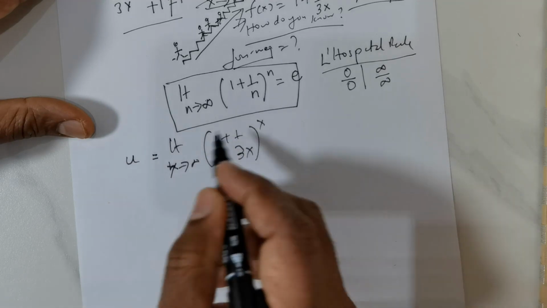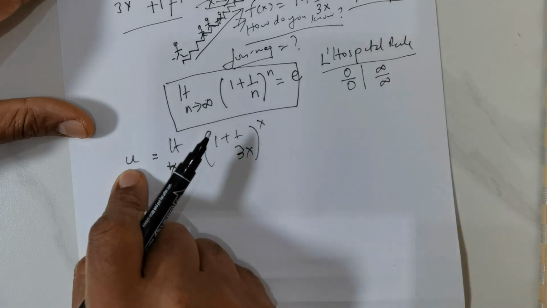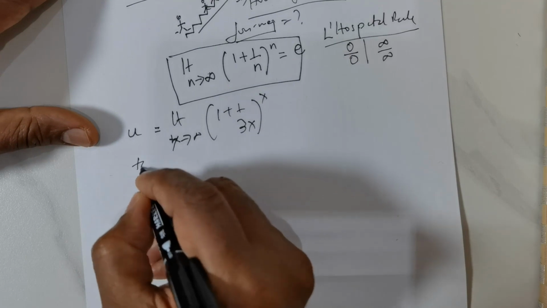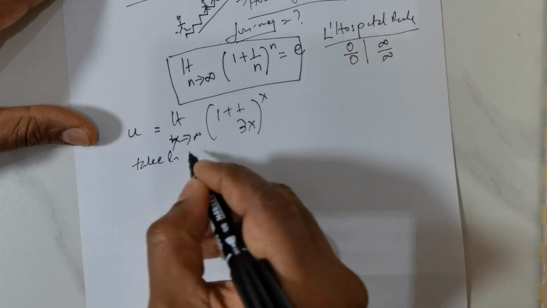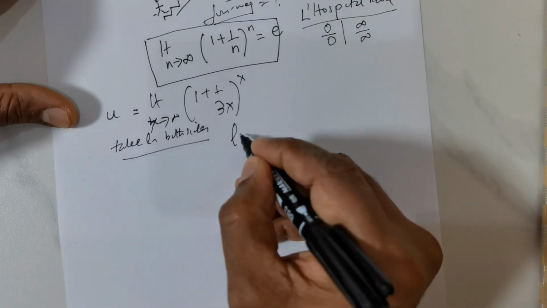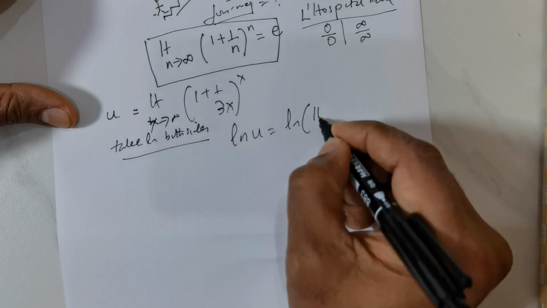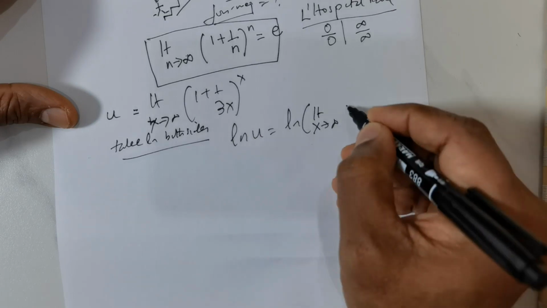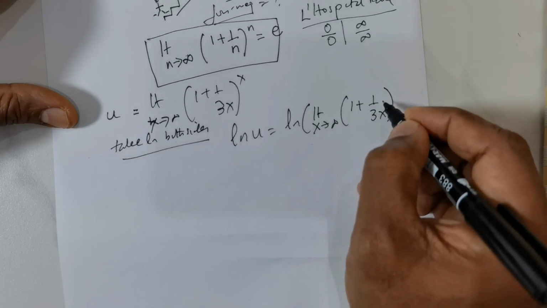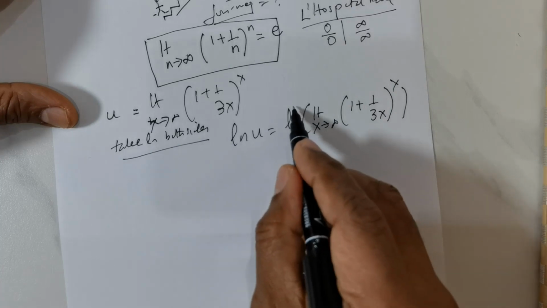Now u is equal to this, that means u is the limit, the value provided by this quantity. Now I will take ln both sides. On the left you get ln u is equal to ln of limit x tending to infinity of (1 + 1/(3x)) raised to the power of x. Now I'm going to take the ln inside.